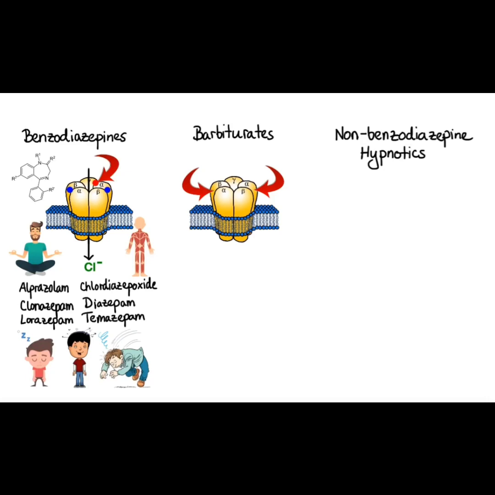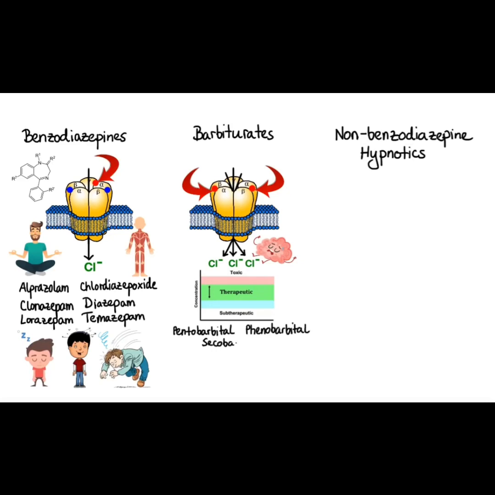However, instead of increasing the ion channel opening frequency, they increase the ion channel opening duration. In other words, unlike benzodiazepines, barbiturates hold the ion channel open continuously for long periods of time. In addition to that, barbiturates can decrease the activity of excitatory neurotransmitters such as acetylcholine and glutamate, and at higher doses, they can also mimic GABA and directly activate GABA receptors, thus leading to profound central nervous system depression. This is why barbiturates have a much lower therapeutic index than benzodiazepines, meaning the toxic dose is not much higher than the therapeutic dose. The examples of barbiturates include pentobarbital, phenobarbital, and secobarbital.